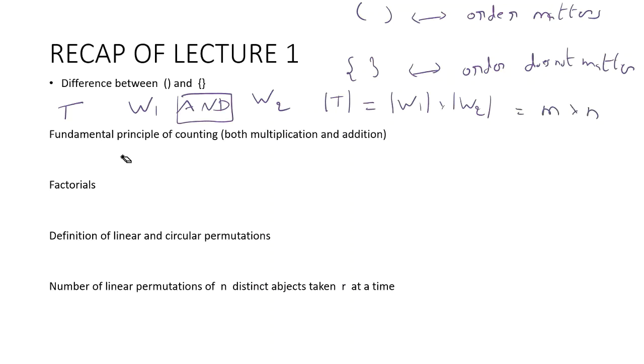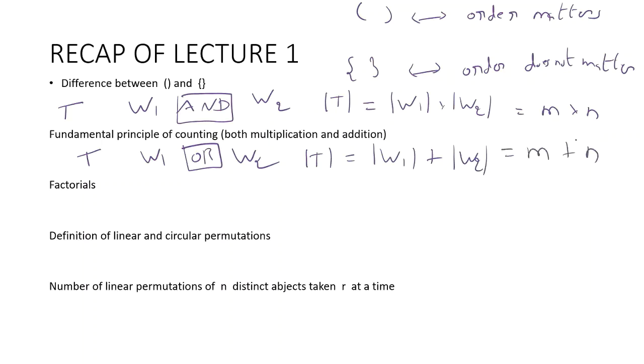And similarly, if a task T can be performed either in W1 or W2, so in order to complete the task, we have two formats, W1 and W2, then the number of ways of completing the task is equal to the number of ways of completing W1 plus the number of ways of completing W2, which is equal to m plus n. So whenever 'and' comes, you have to multiply, and whenever 'or' comes, you have to add.